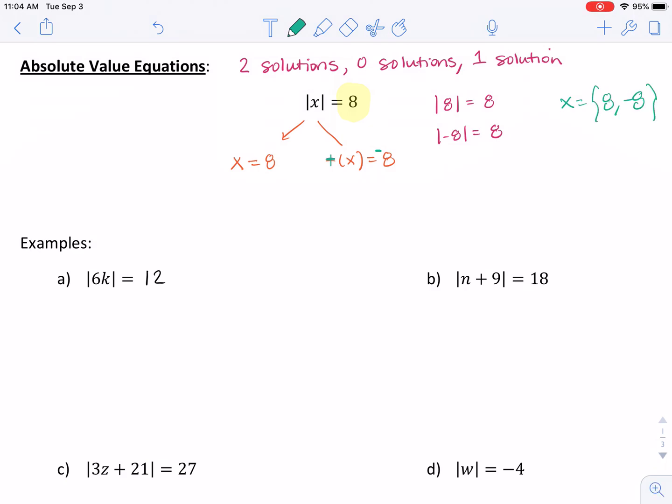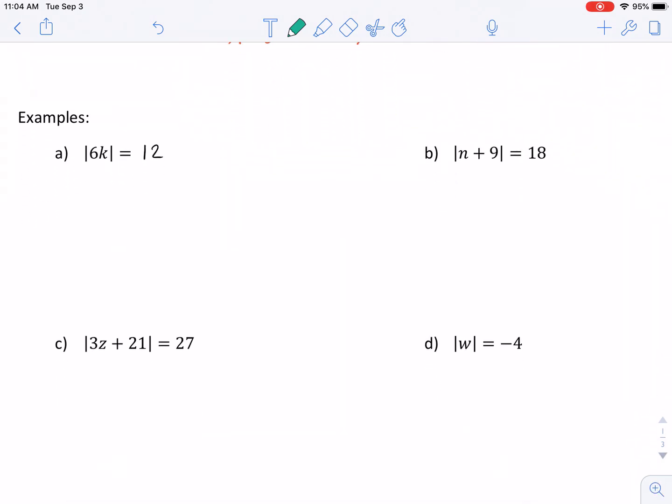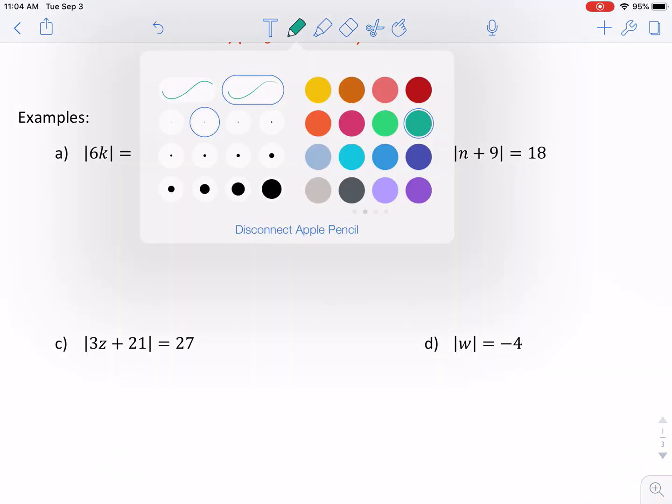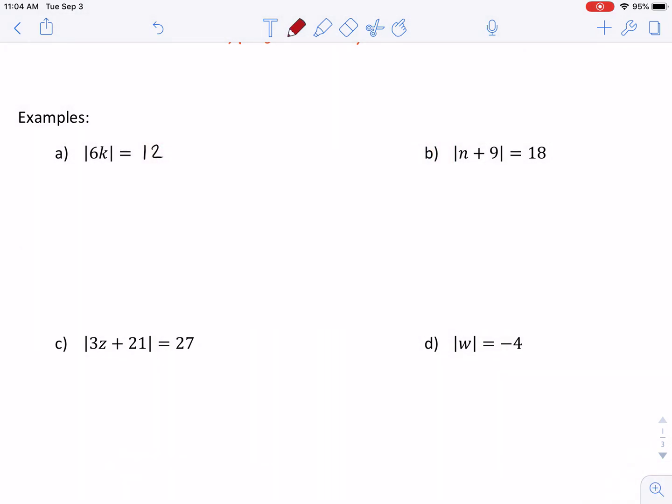So let's try this out with example A. If you have 6 times some number equals 12. Well, we also know that we need to solve for the negative version of this. And I'll show you a different way in class of how I like to think of it. But this way, you will never get the answer wrong. So we're going to start our tree branch.